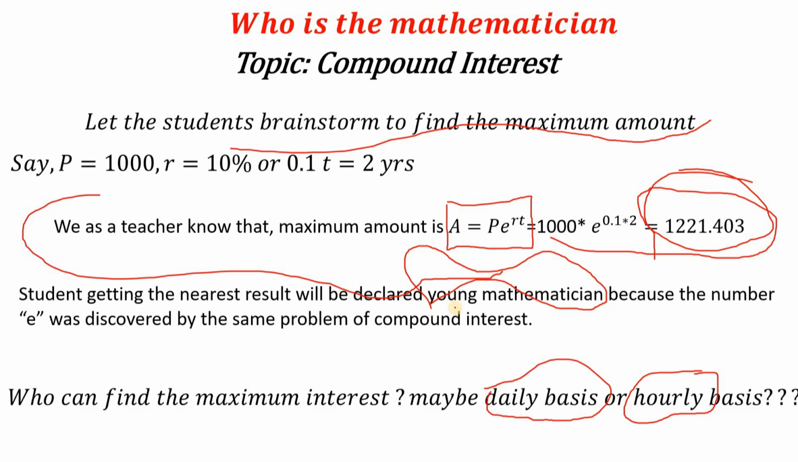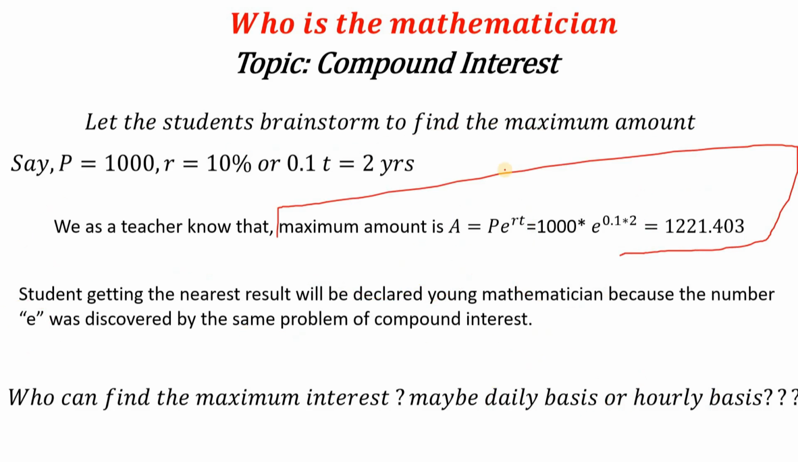And do you know the reason why? Because the number e, or the Euler number itself, was discovered by the same problem of compound amount. So the maximum amount is that amount which can be got when the principal is compounded continuously. That means in infinitesimally small segments of time, the amount is being increased.